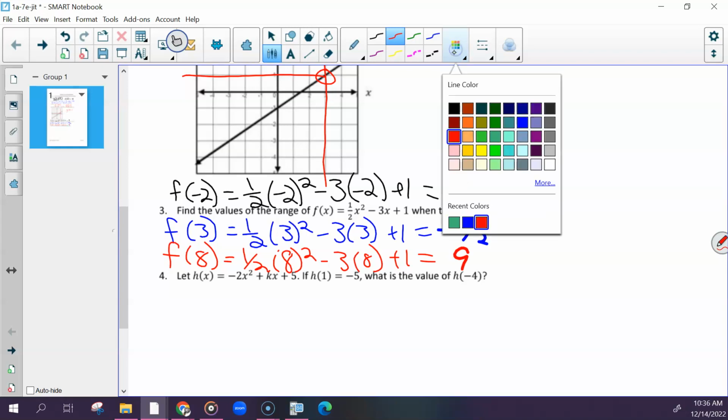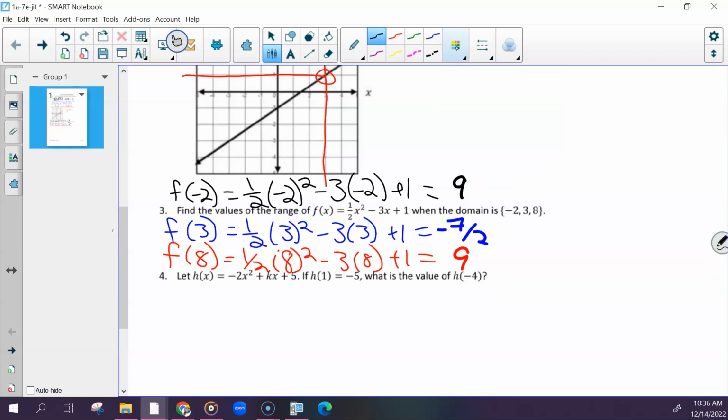So because our domain was given in curly brackets, we would need to also put our range in curly brackets, least to greatest without any repeats. So we would have -7/2 and 9. Sometimes the amount of numbers in your domain and range don't match up, and that's okay. Questions on that one?